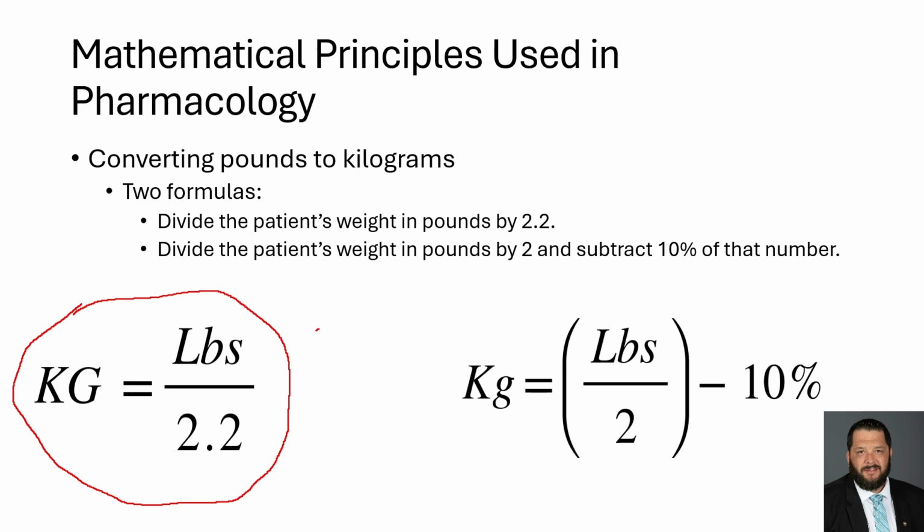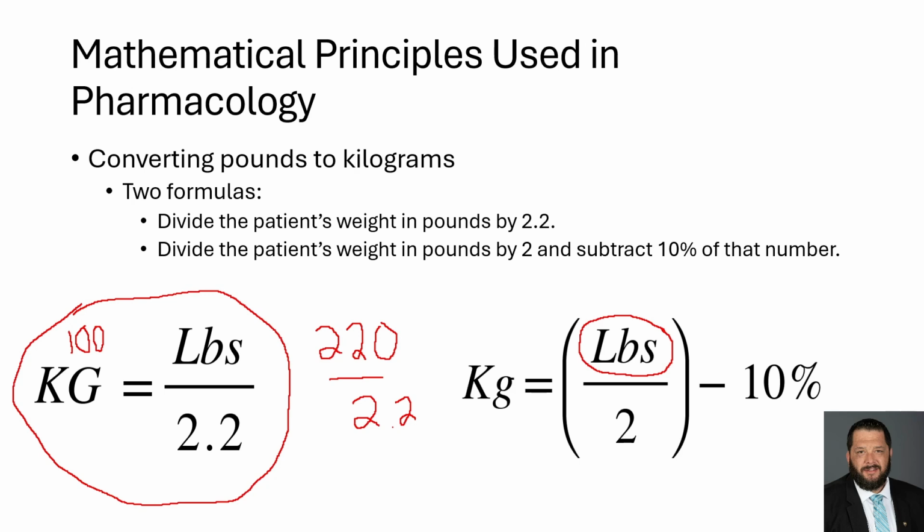So for example, if we were to take a 220-pound adult and divide that by 2.2, that patient would weigh 100 kilograms. We can use a shorthand method for this as well. To calculate this same number within a margin of error, we can take the weight in pounds and divide it by 2 and then subtract 10%, or subtract it by moving that decimal 1 place over.